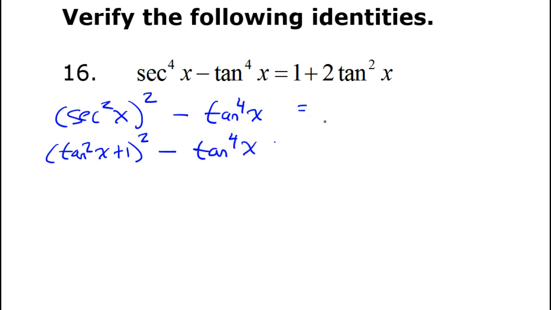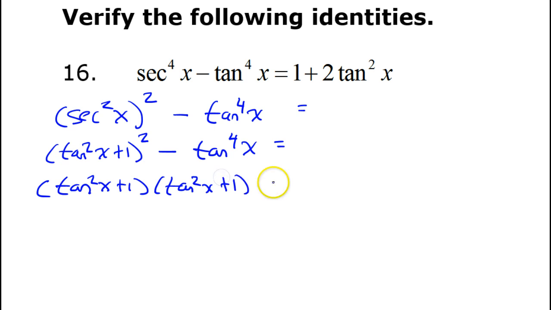Okay, great. Now I need to square this, but I need to do it right. I need to do tangent squared x plus 1 times tangent squared x plus 1. That's how you square a binomial. This will be tangent to the fourth power x. So I need to FOIL this or double distribute, whatever you want to call it. Tangent squared times tangent squared, that's going to be tangent to the fourth power of x.